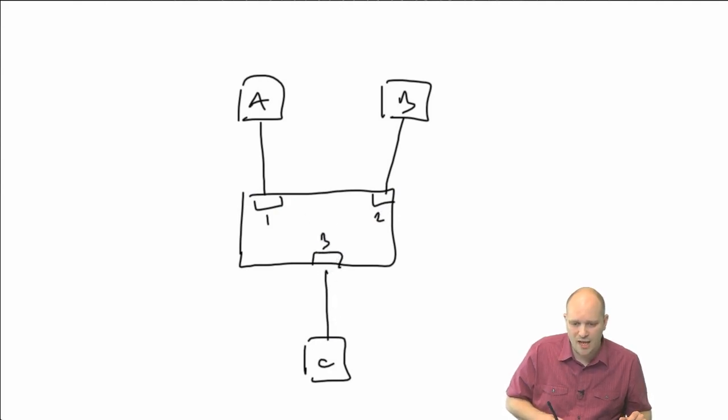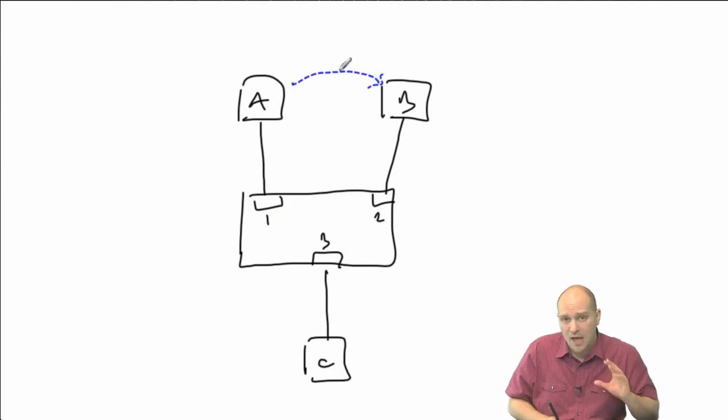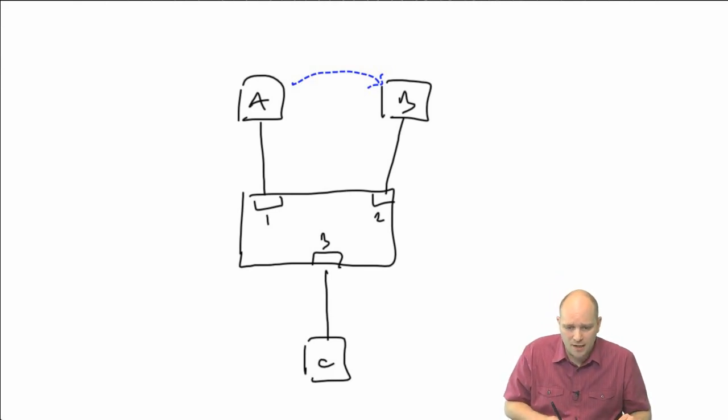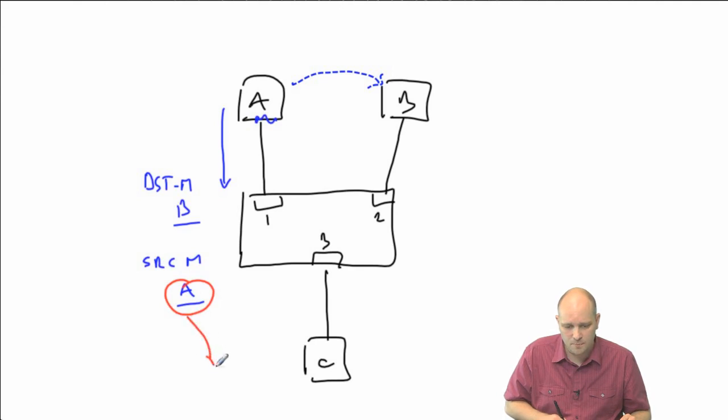Let's say that station A wants to communicate with station B, and for whatever reason, it knows the MAC address of B. It sends out the frame that in its destination MAC address has address B. In the source MAC address, it has its own MAC address. What happens on the switch is that this source MAC address is immediately learned.